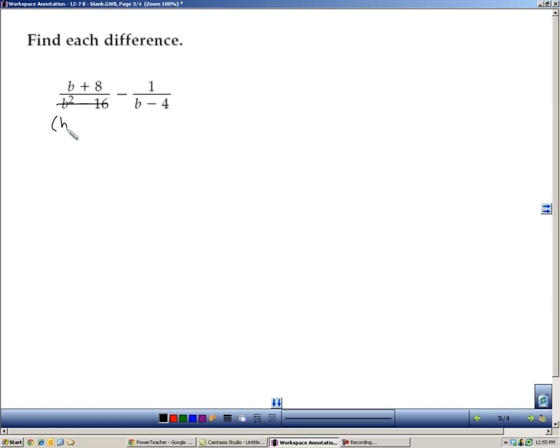In this example, we have binomials on the bottom, and I'm going to start by factoring this b squared minus 16 into b plus 4, b minus 4, because it's a difference of squares. And now I'm going to look for the least common denominator. Remember, every factor, the maximum number of times that it appears. There's one b minus 4 on both sides, and there's also a b plus 4 on one of the sides. So that is my common denominator. I'm missing the b plus 4 on the right side, so I'm going to include it. The left side's all good.